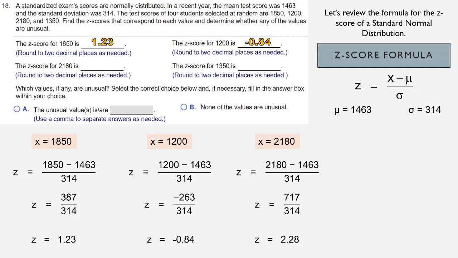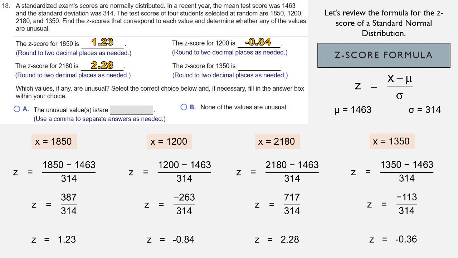Our final x value is x equals 1,350. So we plug that in to the z-score formula. And when we subtract, we get negative 113 over 314, which gives us a z-score of negative 0.36. So, which values, if any, are unusual? Select the correct choice and fill in the box if necessary.